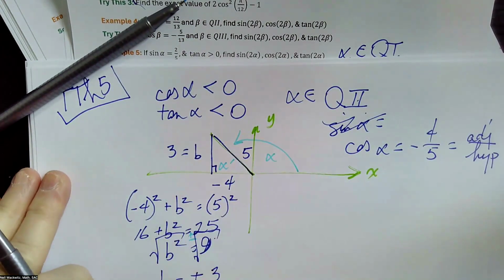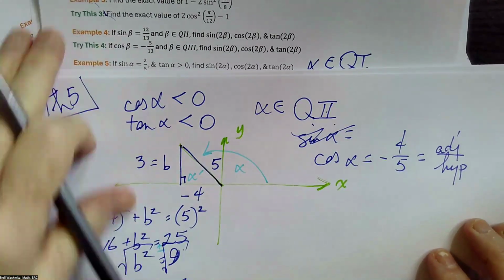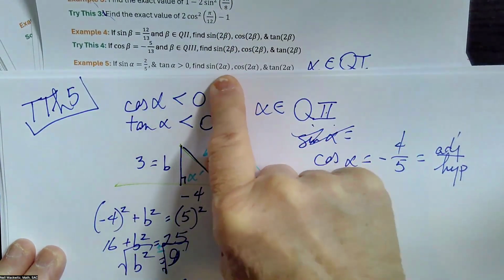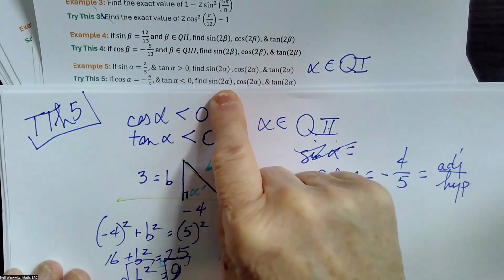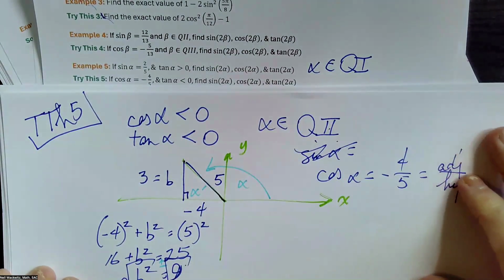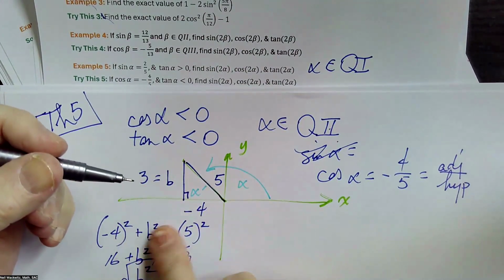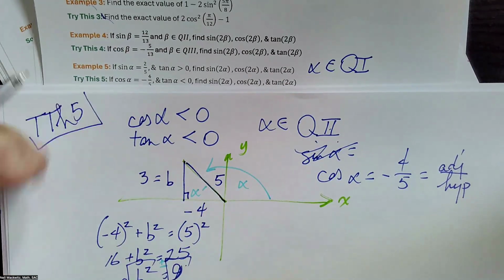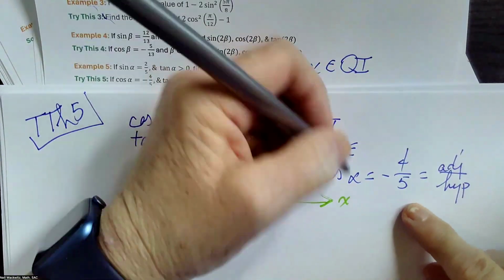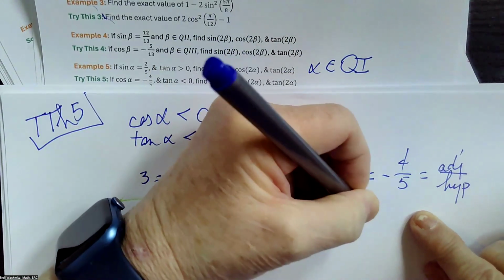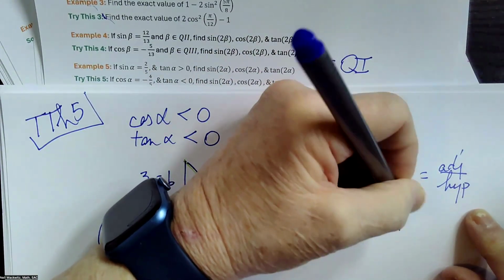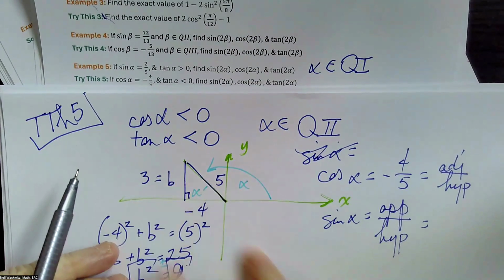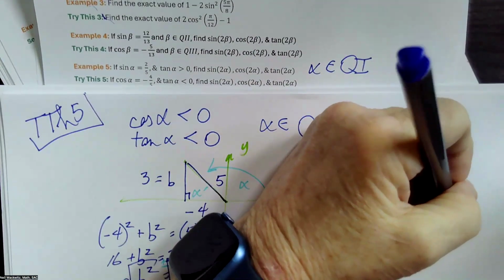When we have all 3 sides, we can answer any question. So let's see. We want the sine of 2 alpha, the cosine of 2 alpha, and the tangent of 2 alpha. And we are going to use all the values for alpha. So we know that cosine of alpha is -4/5. The sine of alpha is opposite over hypotenuse. The sine is 3/5.